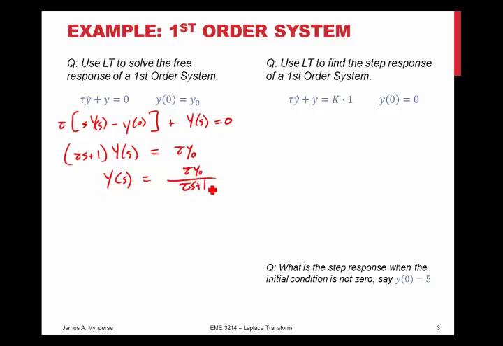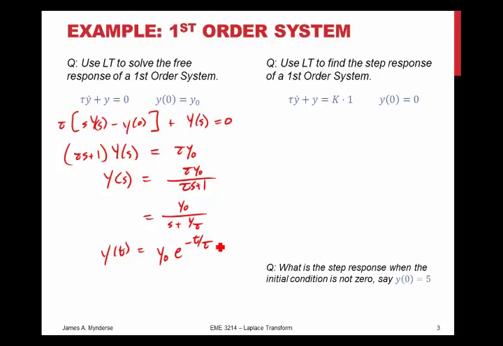And so if you go to your tables, you can look up this form and you'll see that we actually need to put it in terms of y naught over s plus 1 by tau. And so when we apply our inverse Laplace, we can say y of t is y naught e negative t by tau. That's straight off the tables. So there it is. That is the solution to this differential equation with 0 input and initial condition y of 0 is y naught.